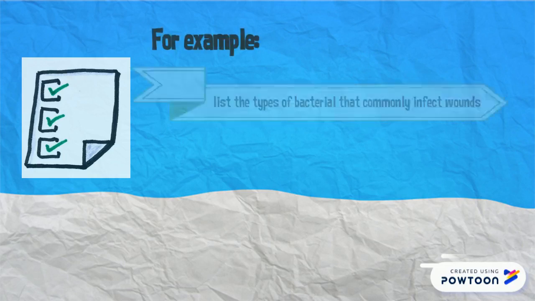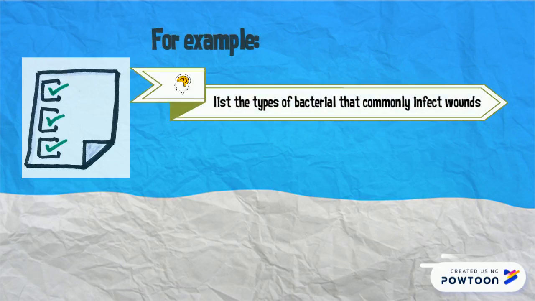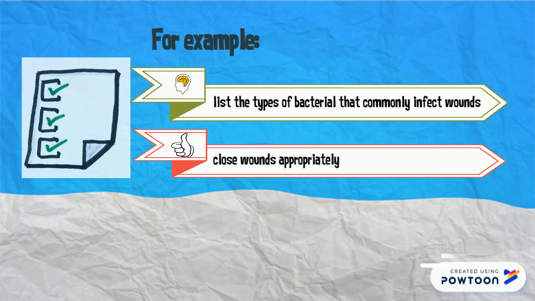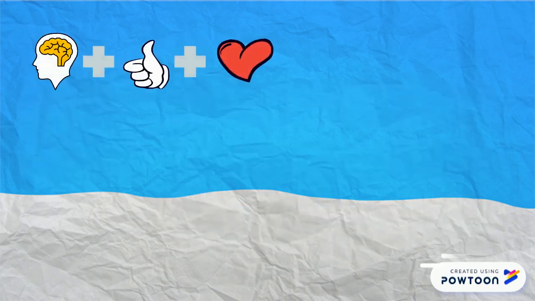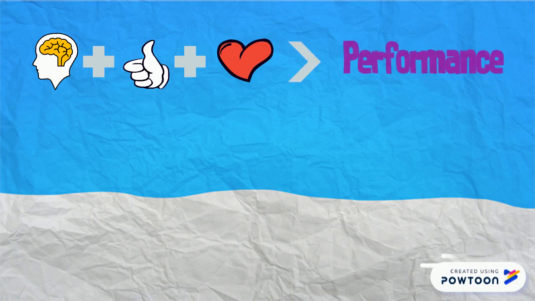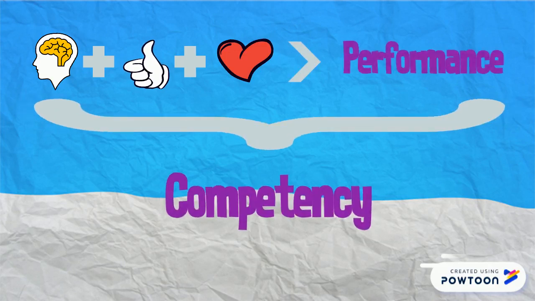For example, the ability to list the types of bacteria that commonly infect wounds, close wounds appropriately, and appreciate the importance of thorough hand washing. Once we have identified the list of knowledge, skills, and attitudes that can improve performance, which in turn improves competency, educational activities can be designed to teach to these competencies.